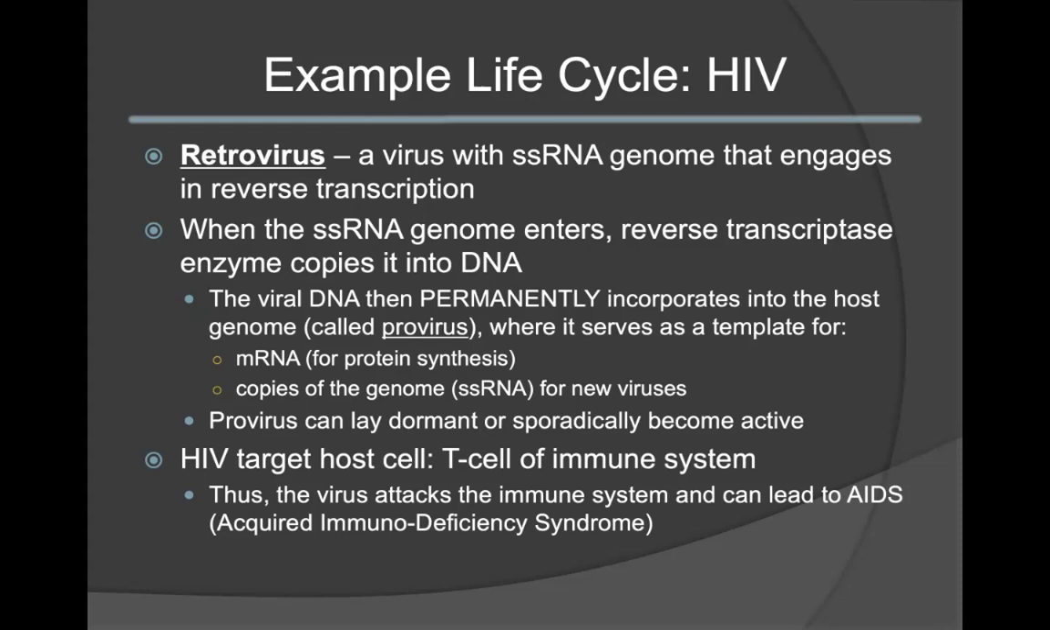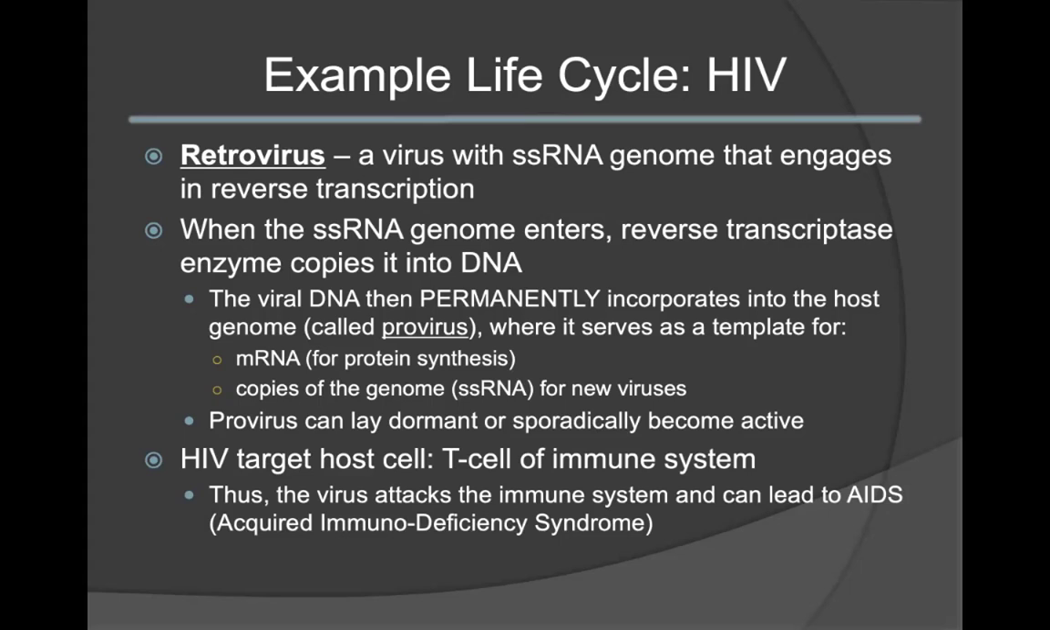This viral DNA can then be permanently incorporated into the host cell genome, at which point we would call this genetic sequence the provirus. The provirus can serve as a template for further mRNA production that could eventually lead to the synthesis of viral proteins, or it can also be used to make more copies of the genome to assemble new viruses. Proviruses can lay dormant within the host genome for many years, or it can sporadically become active.